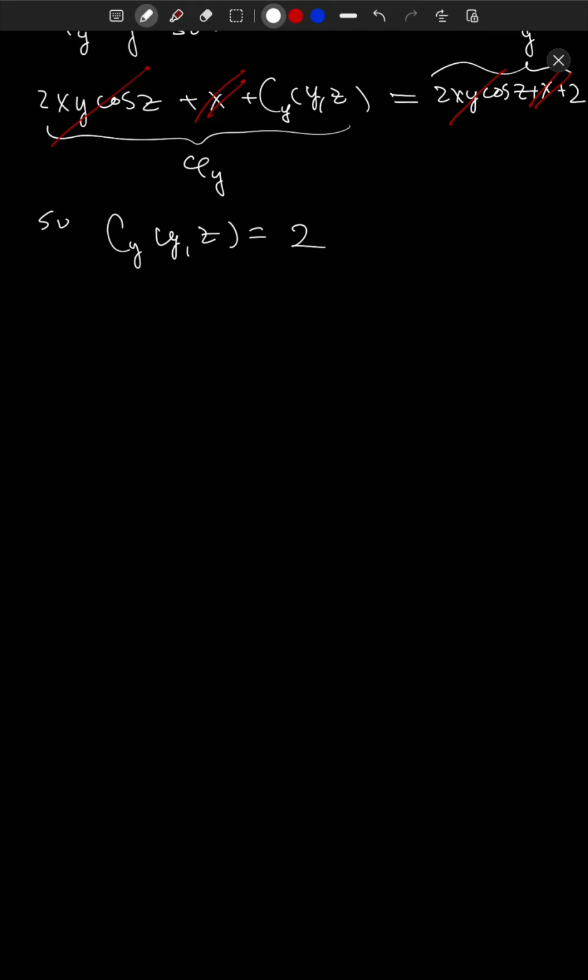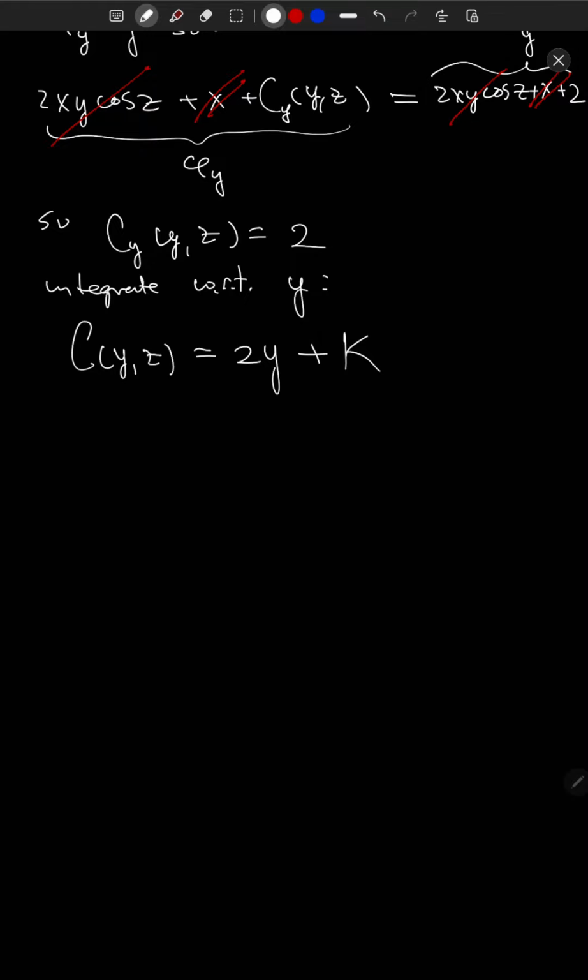All right. That's going to help us find c, because now we can integrate with respect to y. And so what I get is c of y comma z, if I integrate the left side with respect to y, is equal to 2y, integrating the 2 on the right hand side, and then plus another constant, let me call it k. All right, but k is not just a constant, 1, 2, 3. k could depend on z, because again, if I differentiate something that only has z's in it with respect to y, it goes away. So when I pop out constants, constants could depend on z.